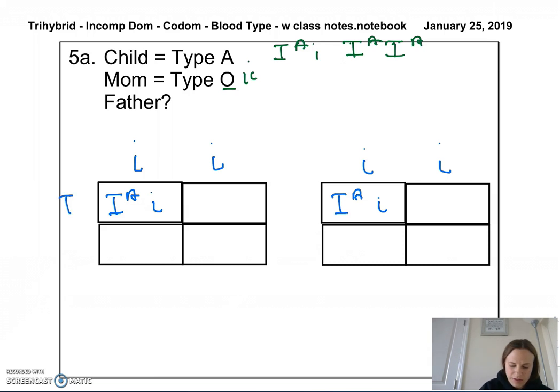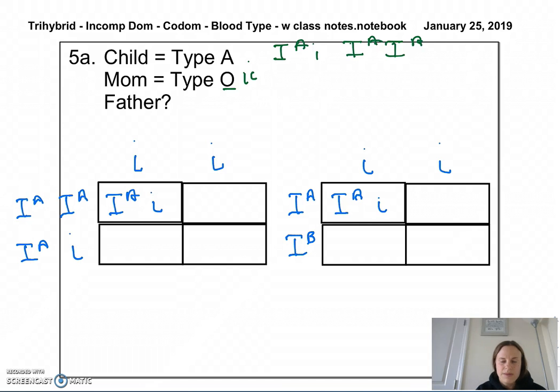But if my father was either heterozygous type A, or if the father was type AB, or even if the father was homozygous type A, all of those blood types could potentially lead to a child having type A. So the father could be either type A or the father could be type AB.